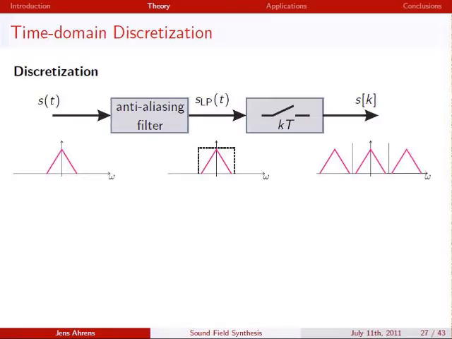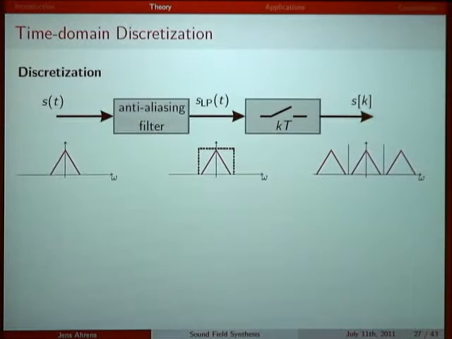Consider a continuous time domain signal, s(t). In this case, it's purely real, so it might have a magnitude spectrum like this. Typically, some anti-aliasing filter is imposed in order to ensure that it's band limited. So in this case, it doesn't change much.